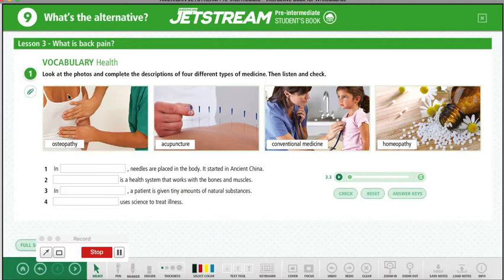As the unit is going to be about health problems, you have to complete the sentences over here with those options about medicine. Okay: osteopathy, acupuncture, conventional medicine, and homeopathy. So, for example, number 1, needles are placed in the body. Okay, those are needles, so I think it is this one. You can complete it before or after listening to the audio. Both are correct.